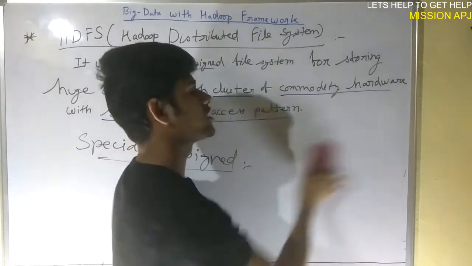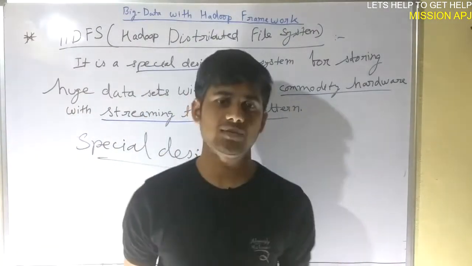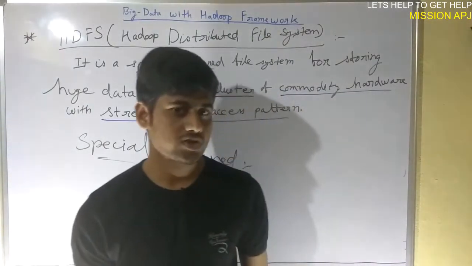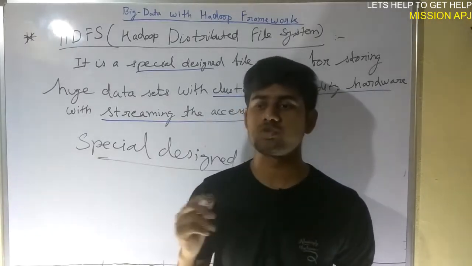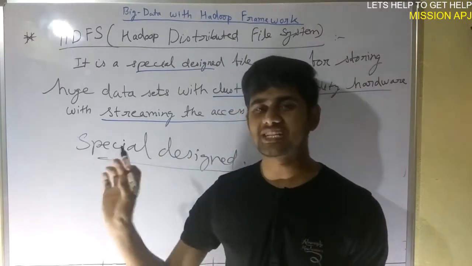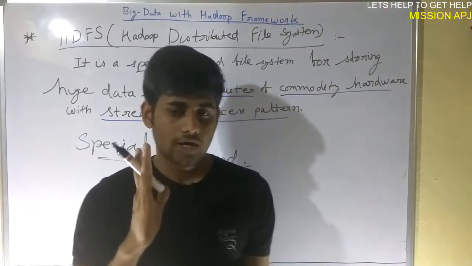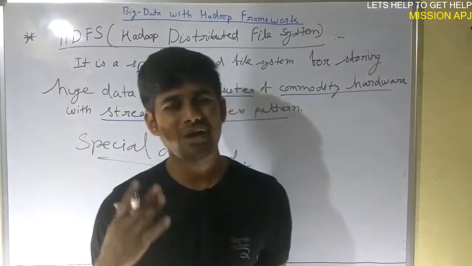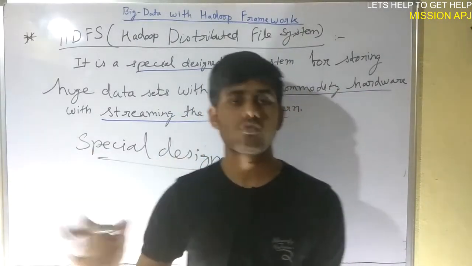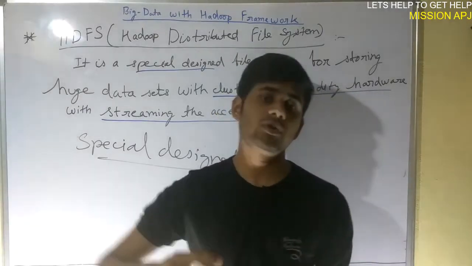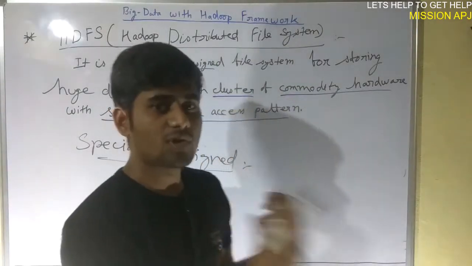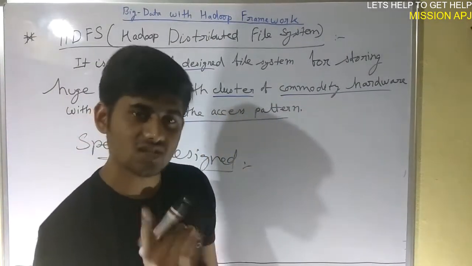Now let us understand why 64 MB was chosen as the default block size. Why not something else? Why not 4KB, 10KB or 16KB? First of all, the data we are storing is very huge. If you want to store petabytes of data in blocks of 4KB, 8KB, 10KB or 100KB, the number of partitions of that huge data, petabytes or terabytes, will be very, very high. So for decreasing that number of divisions, the size of the block has been increased. That is the first reason.